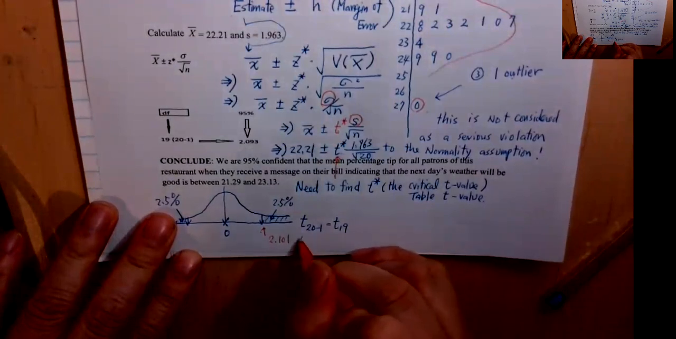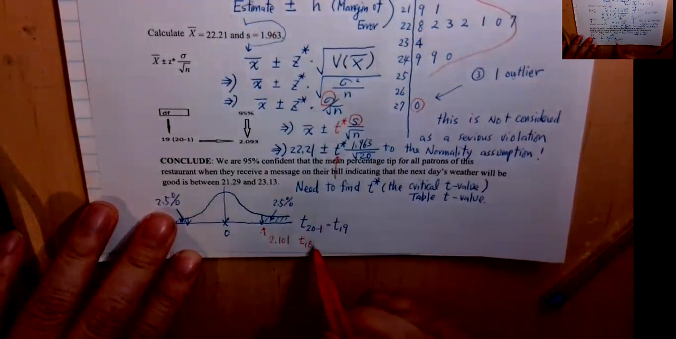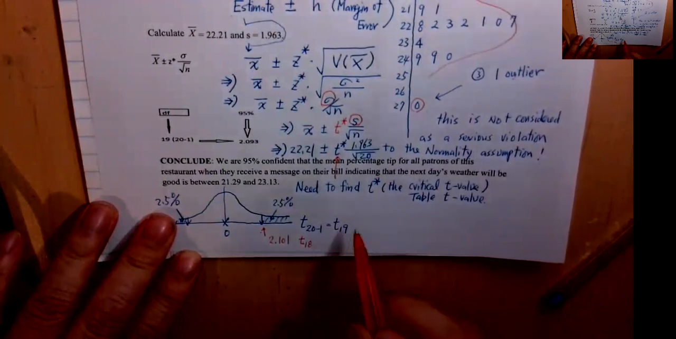This is actually from what? T with 18 degrees of freedom. If this is 19, you don't use 20. You use 18. Okay. Use the largest degree of freedom not exceeding 19. This is the more conservative way to do it.